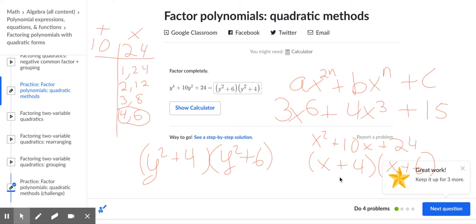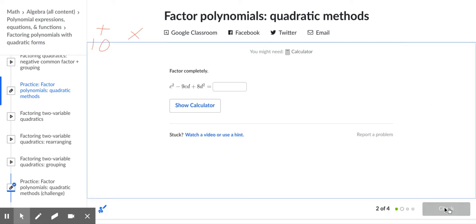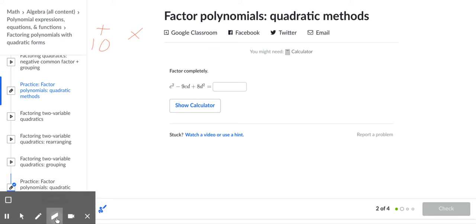And that is our solution. So I'm just going to go to the next question to make sure it's the same form. Okay, yeah, a little bit different. But the concept is exactly the same here.